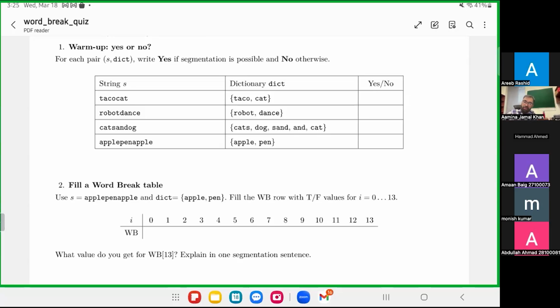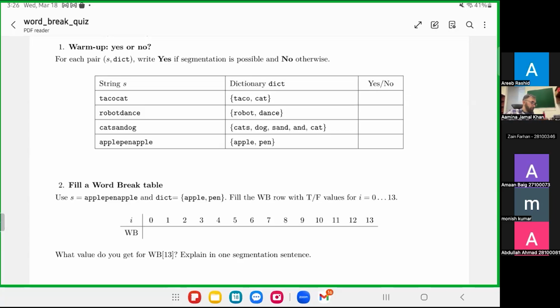Okay, Aman Beg asked a question, which I think is an interesting one. He says, what should WB of 3 be? Should it be true or false? Anyone? It depends on how you define it, right? So WB of 3, in my opinion, should be false, because in my mind WB of 3 represents the answer to the first 3 letters of the string. It does not represent any 3-letter string answer. So it's not true.